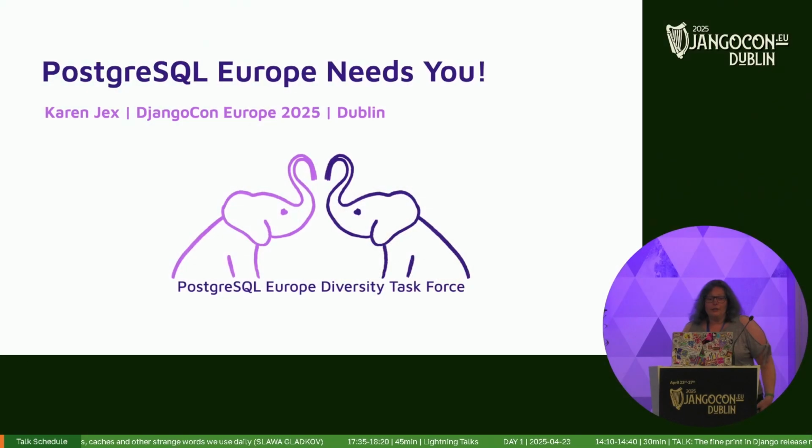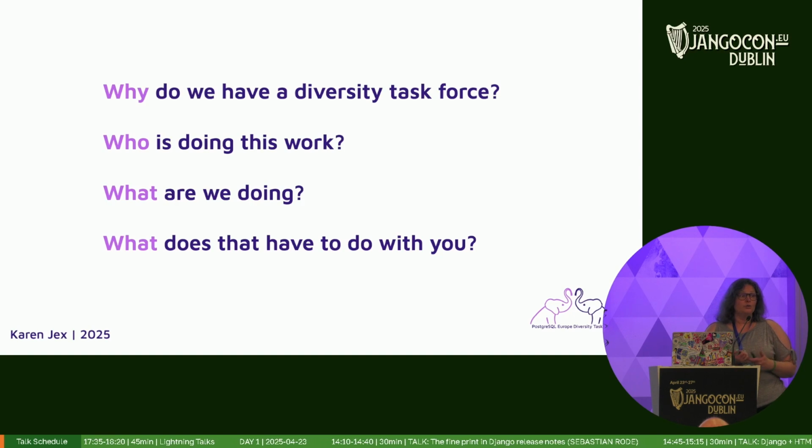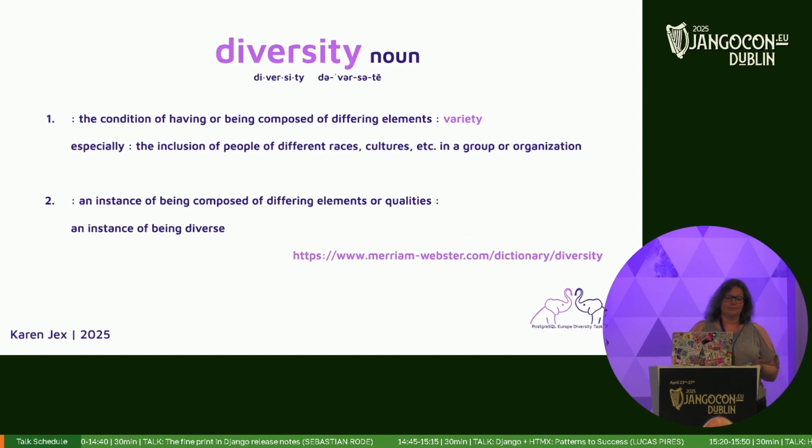Hey, you may or may not already know, but Postgres Europe recently created a diversity task force. But why? Who's behind it? What are we doing? And more importantly, what on earth does that have to do with you as a Django developer? First, briefly, what is diversity?